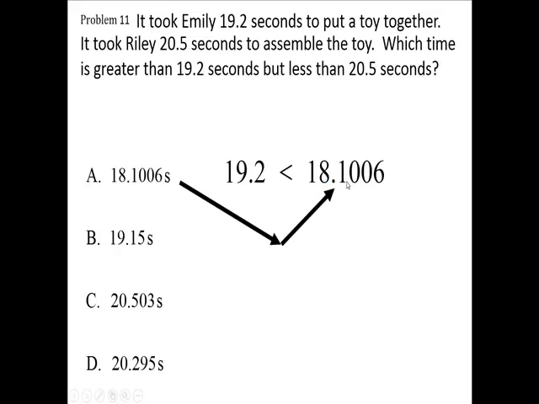Plug in the 18.6, and we're going to ask the question, is 19 and 2/10 less than 18 and 6/10? And is this time less than the 20 and 5/10? So we're asking the question, is 19 less than 18? Remember, we want to say which time is greater than 19.2. So you might say, is 18 greater than 19? But the way you write this in one line, we say, is 19 less than 18? Well, no, it's not. So we're going to throw out my first answer here.